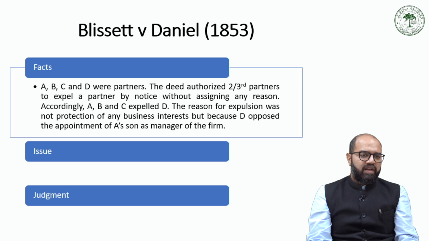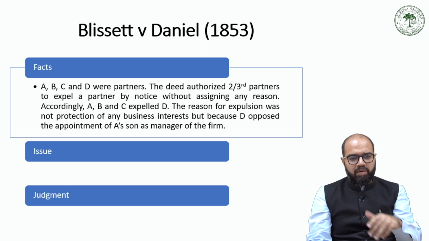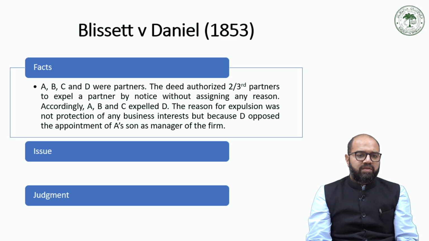So the facts of this case are: there were four persons, A, B, C and D, who were partners in a partnership firm. Their partnership deed authorized two third partners to expel a partner by notice without assigning any reason. Accordingly, A, B and C, that is three partners who were in majority, that is 75% of the partnership composition, expelled the fourth partner, that is D.